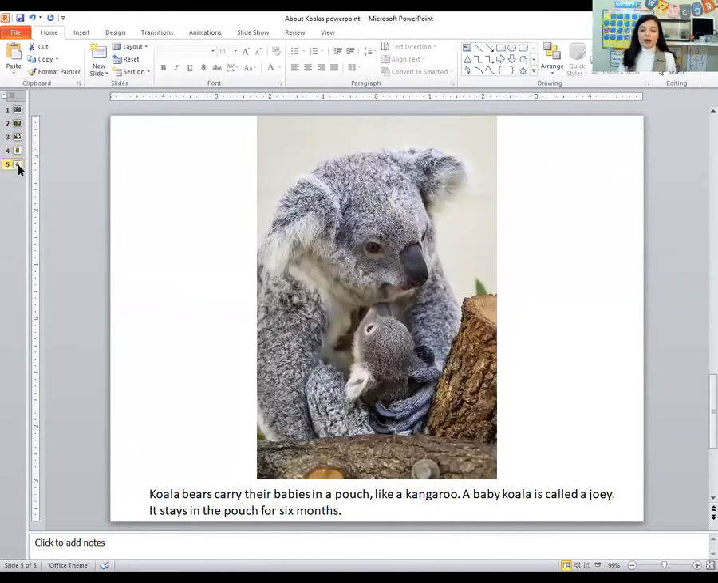Well, a koala bear is a lot like another animal that starts with K, a kangaroo. A kangaroo has a pouch for its baby. Well, guess what? So does a koala bear. When a baby koala bear is born, it crawls up and gets into its mother's pouch and stays there for 6 months while it's growing bigger. A baby koala bear is known as a joey.